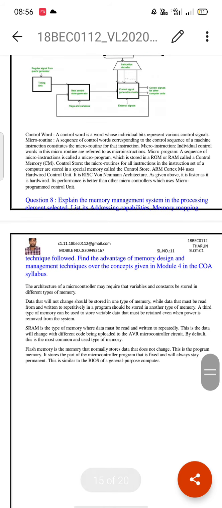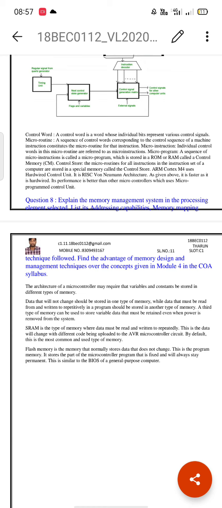The architecture of a microcontroller may require the variables and constants to be stored in different types of memory. The data that will not be changed is stored in one type of memory, while the data that must be written to, representing variables in a program, should be stored in another type of memory. A third type of memory can be used to store variable data that must be retained even when the power is removed from the system.